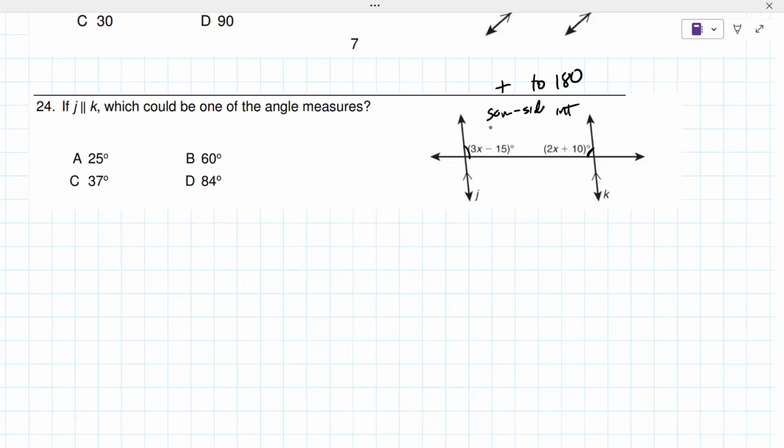So go ahead and try that one more time, please. Okay. So what I do, 3x minus 15 equals 2x plus 10. No, 3x plus, they add together. Oh, okay. Add together to equal 180. That's only true for same side interior or exterior. Okay.